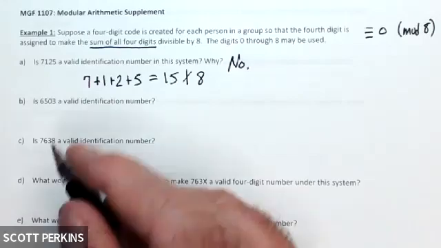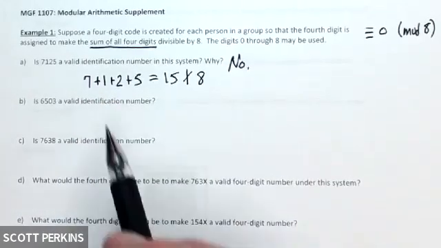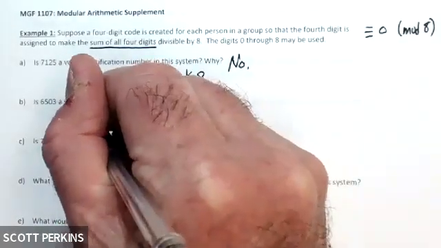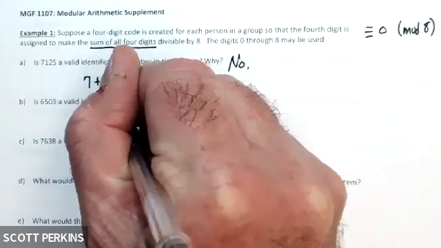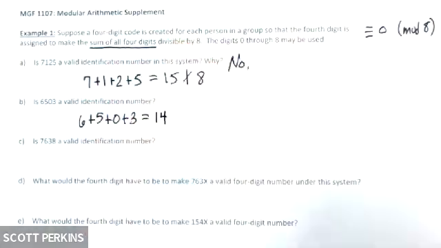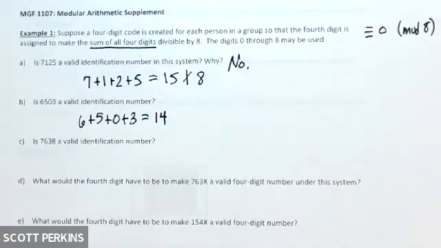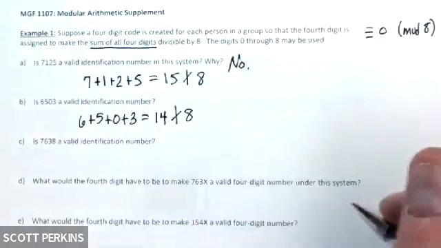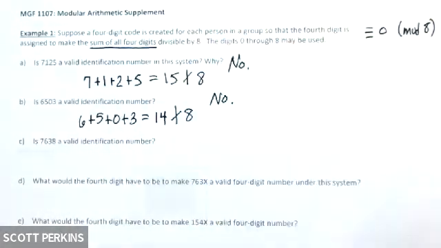Okay, so again, I'm just going to take the 4 digits. The rule is the sum of all 4 digits has to be divisible by 8 for this to be a legal identification code. So 6 plus 5 plus 0 plus 3, that turns out to be 14. Is 14 divisible by 8? Nope, 8 does not go into 14. It leaves a remainder of 6. So again, is this a valid code? The answer is no, it is not.